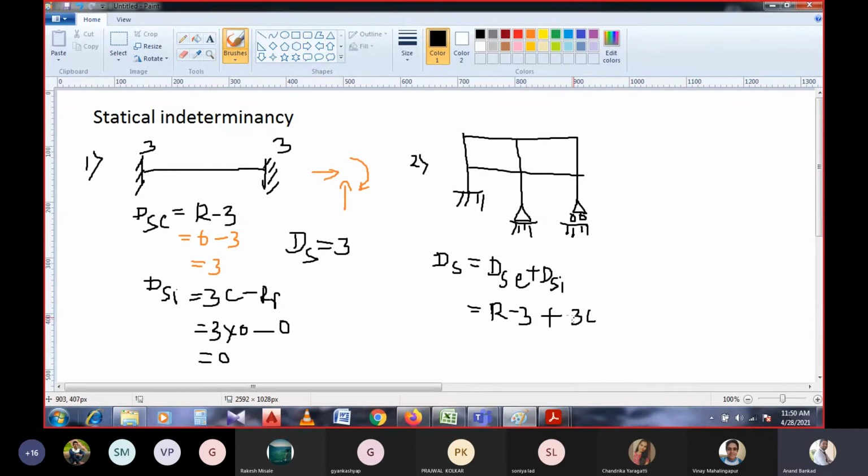Right, this is 3 numbers, this is 2 numbers, and this is 1 number. And whatever you are telling, the sixth number, that is the reactions, not degrees of freedom. Don't confuse that. These 6 are the reactions that are going to happen when the particular structure is loaded. Okay. So here, DSI is 3C minus R_R. So I will just write over here.